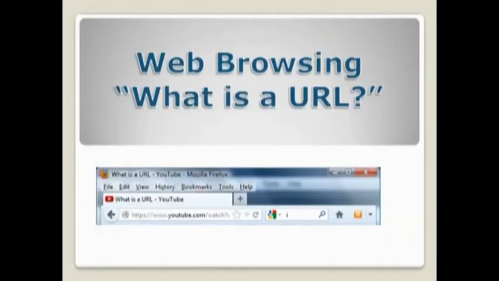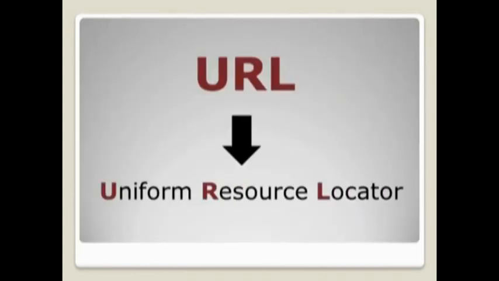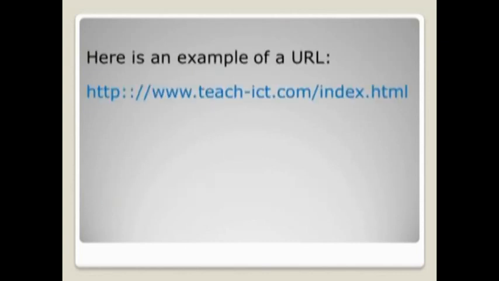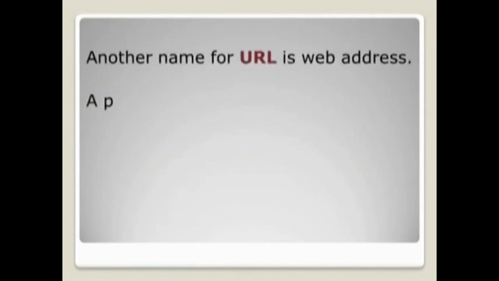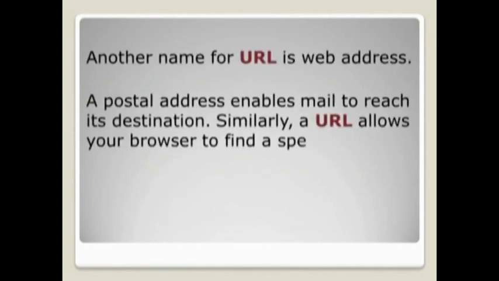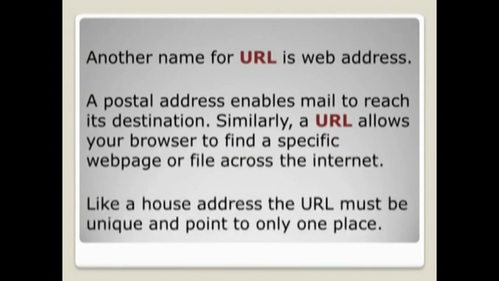Video 1. Web browsing. What is a URL? URL stands for Uniform Resource Locator. It's what you type at the top of a browser when you wish to go to a website. Here is an example. Another name for URL is web address. Just as a postal address enables mail to reach its destination, a URL allows your browser to find a specific web page or file across the internet. The URL must be unique and can only point to one place.